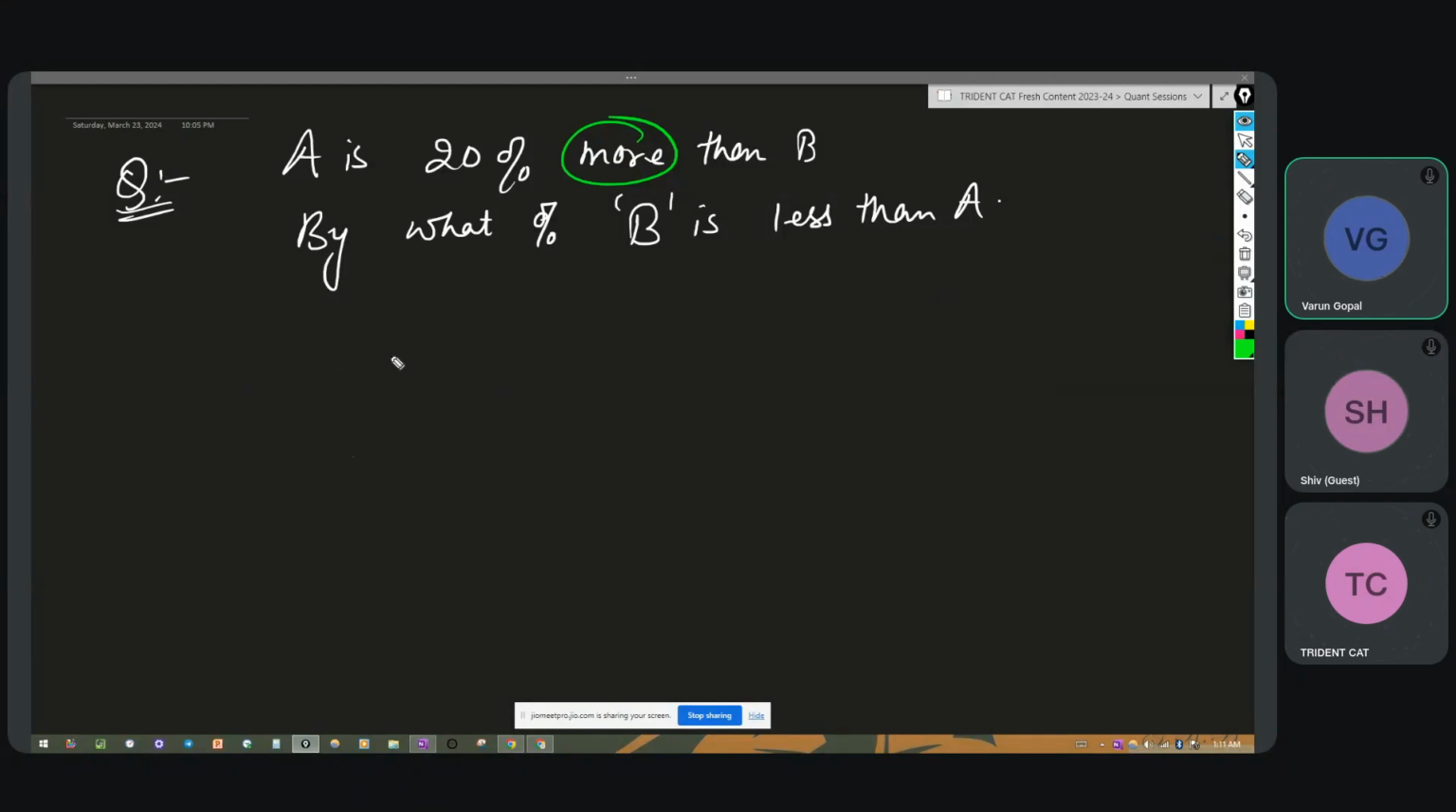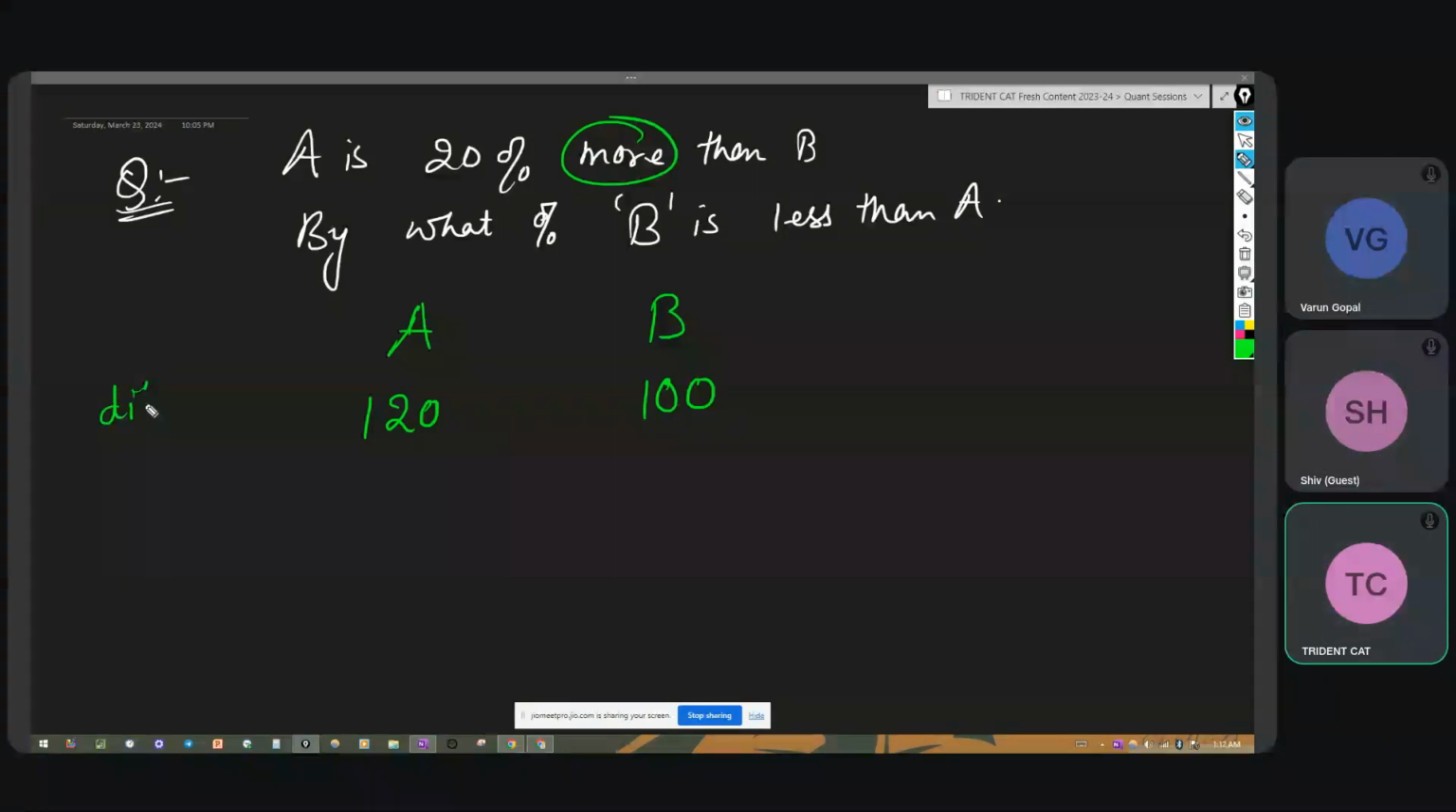If A is 20% more than B, and if I don't know anything, if I'm a little tired, if I'm a little fatigued, what will I do? I'll just assume A is 20% more than B. If I assume B to be 100, 20% more would be 120 in simpler terms. This is something that we do all the time. Now, because we are looking at the percentage, we are trying to calculate the percentage difference of B.